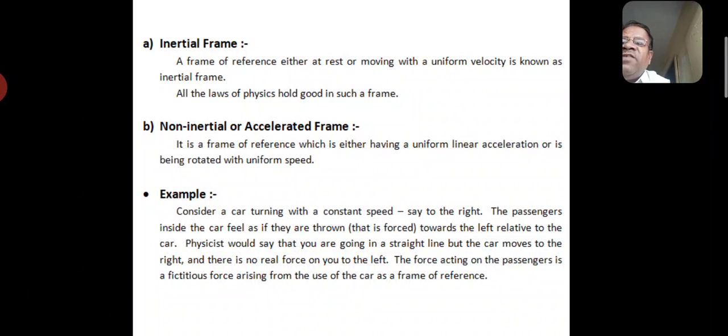For example, consider a car turning with a constant speed, say to the right. The passengers inside the car feel as if they are thrown, that is, forced towards the left relative to the car. Physicists would say that you are going in a straight line, but the car moves to the right, and there is no real force on you to the left. The force acting on the passenger is a fictitious force arising from the use of the car as a frame of reference. If we take the car as a frame of reference, then that additional force appears.